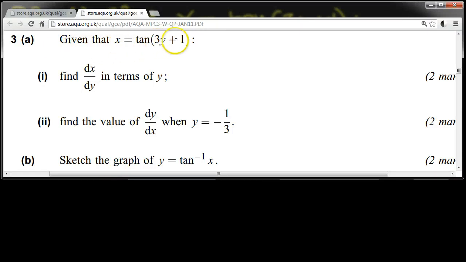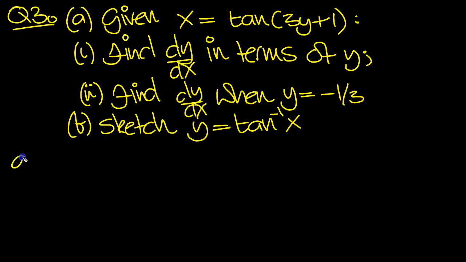Given that x equals tan 3y plus 1, find dy/dx in terms of y. Find the value of dy/dx when y equals minus 1/3. Sketch the graph of y equals arctan of x. So here's the question then, let's have a look at it.